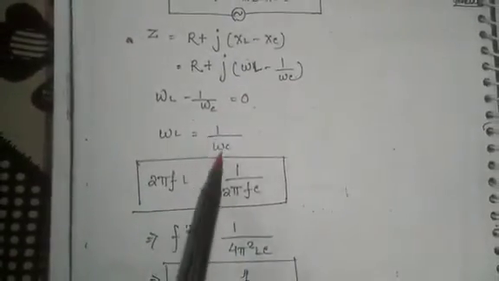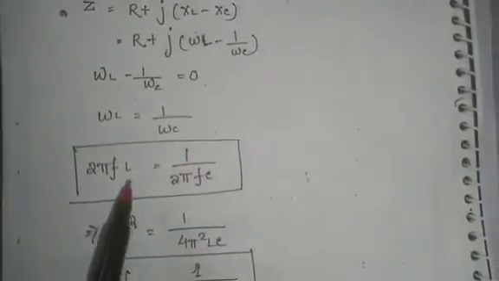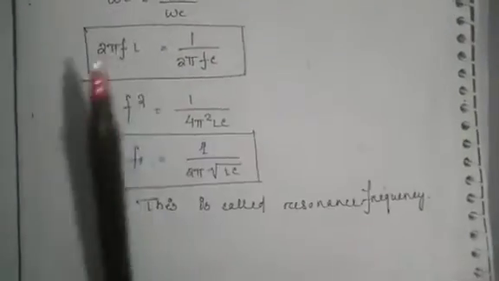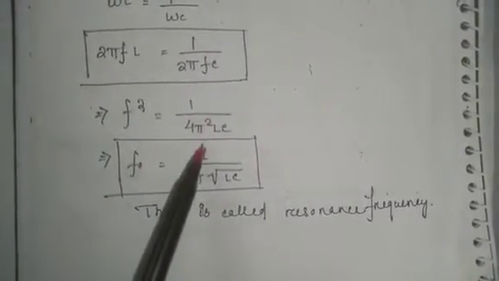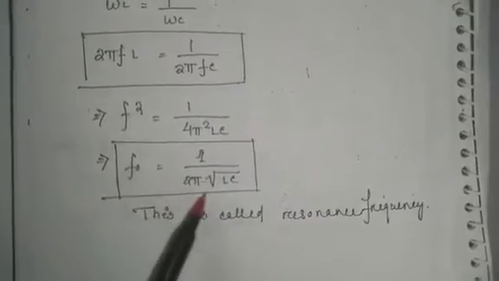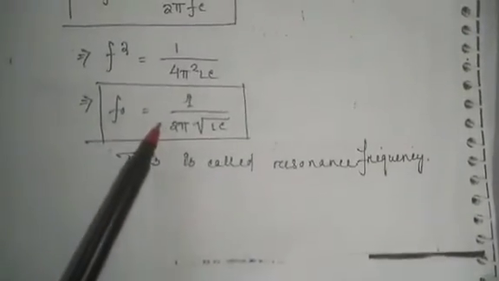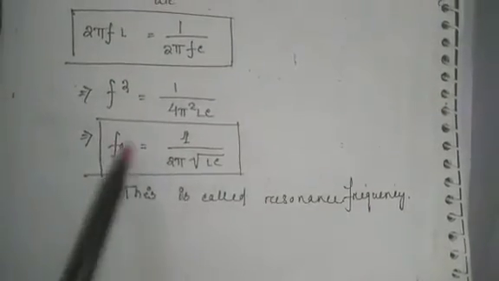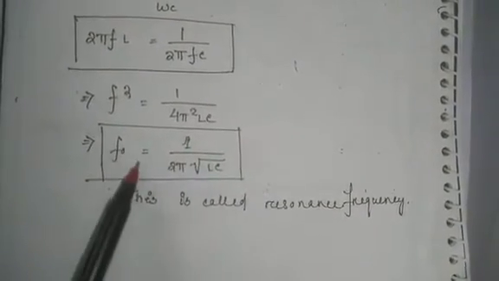You see omega L is equal to 1 by omega C, meaning 2 pi fL is equal to 1 divided by 2 pi fC. From this equation, f square is equal to 1 divided by 4 pi square LC. If you calculate, f0 is equal to 1 divided by 2 pi root LC. That is called the resonance frequency. For a series resonance circuit, the resonance frequency is 1 divided by 2 pi root LC.